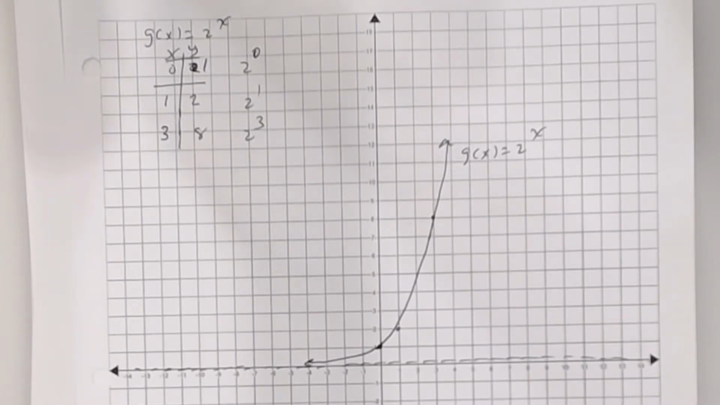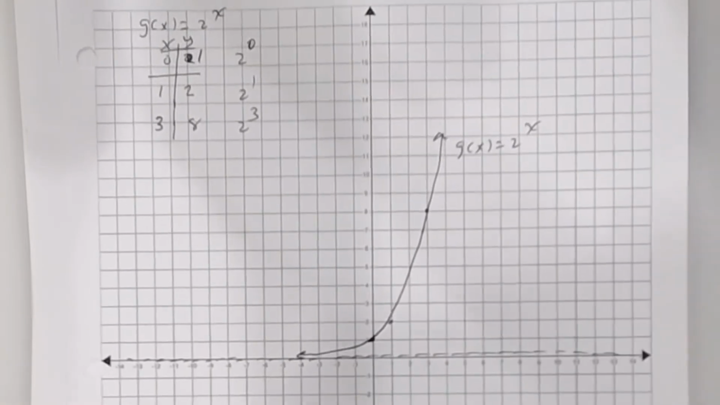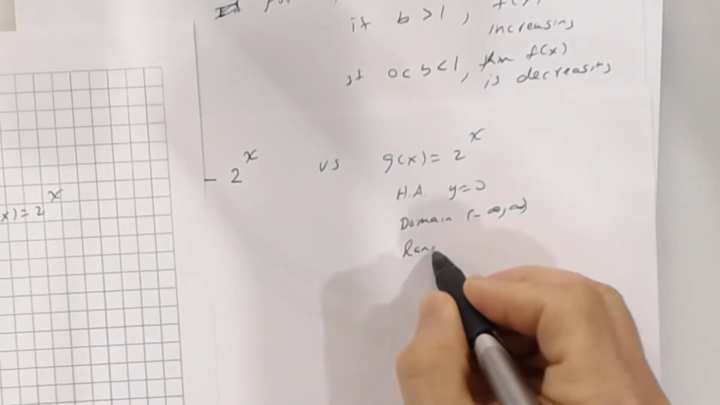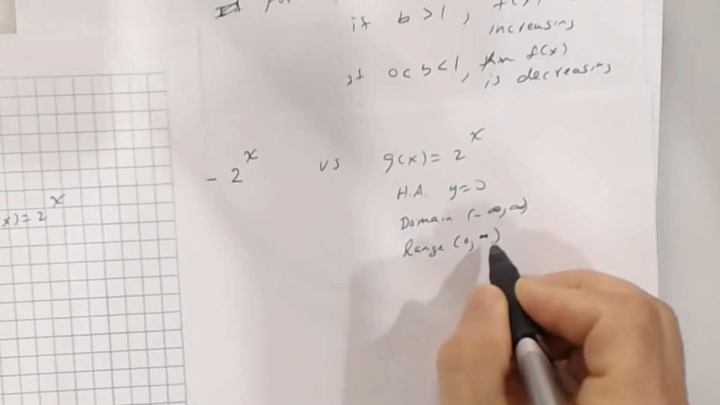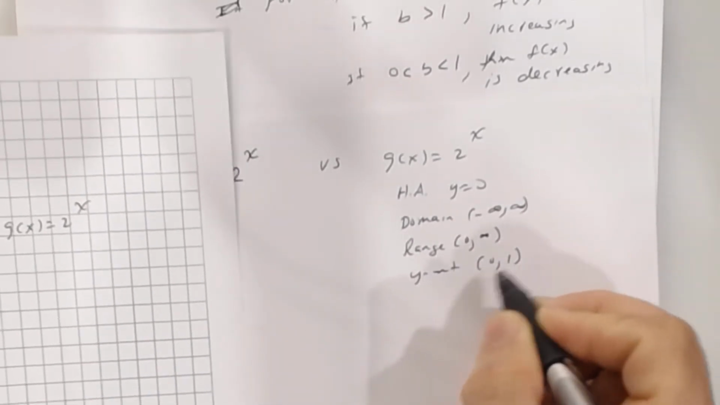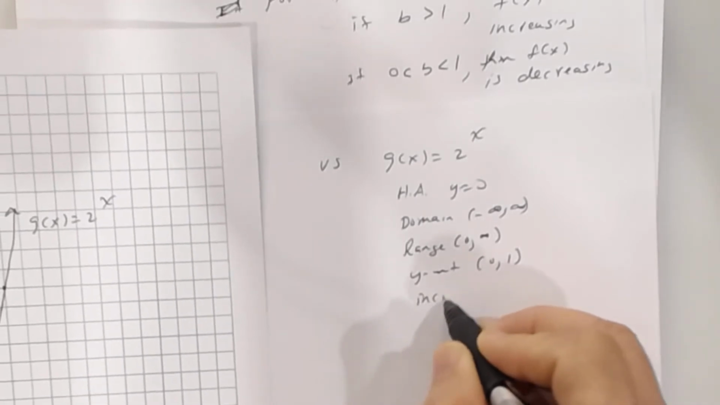And notice the base is 2, the base is greater than 1, so it's an increasing function. What's the range? Oh, range. 0 to infinity. Parentheses. Y-intercept we found to be 0, 1, and this was an increasing function.